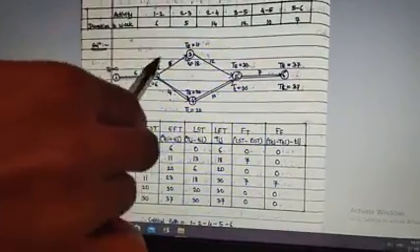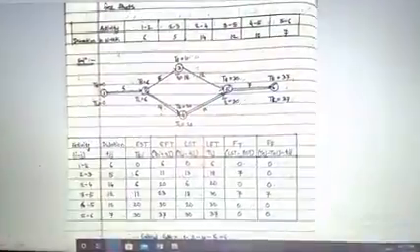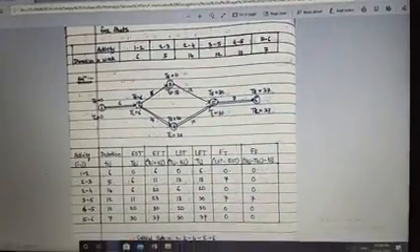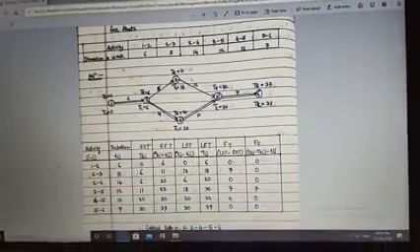Now coming to the last activity, 1 to 2. Again it is very simple. Here we already have 6. So 6, the total duration, minus the individual duration, that is 6 minus 6, is equal to 0. So this is all about the calculation of LST.